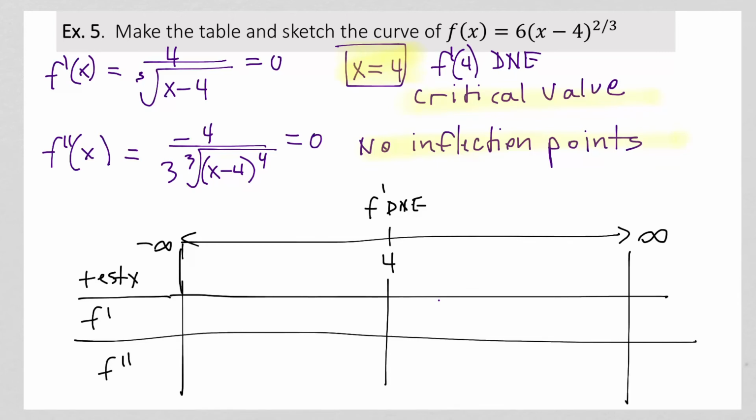All right, so my test x that I'm choosing, 0 and 5. So I plugged them in, and I got negative, positive for the first derivative, negative, negative for the second derivative. All right, so let's try making our graph here.